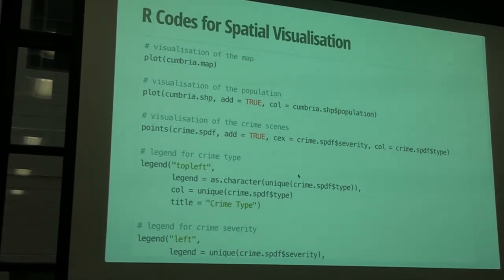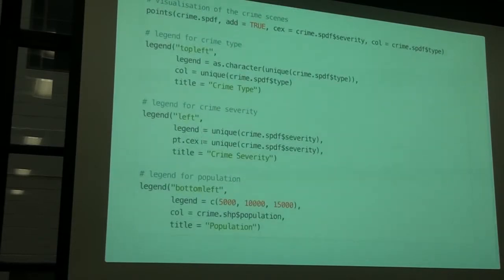First, we will plot our map onto the graphic console as the background, and then we'll plot the population information with polygons on top of the map, and then we add the crime data as points onto the polygons, and lastly we add the legend. That's basically a very standard way to do a spatial visualization. But can we conclude that spatial visualization is very easy to do?